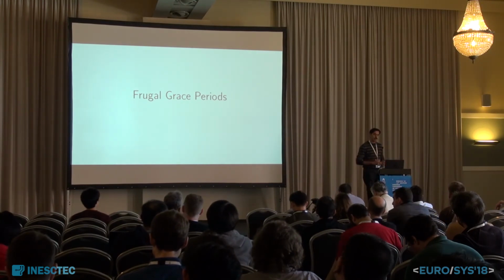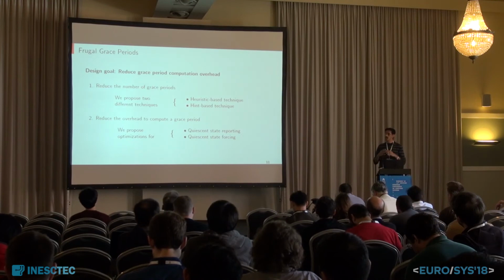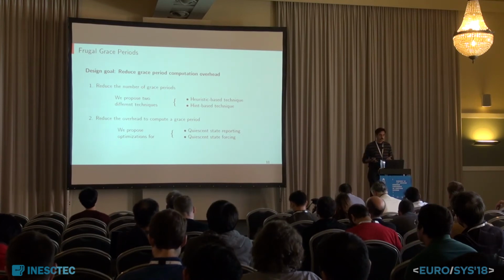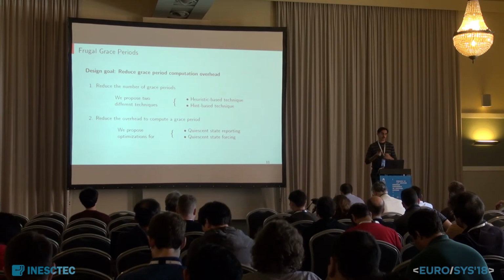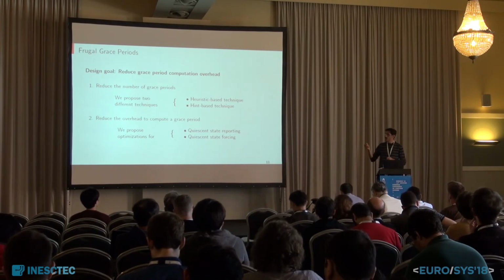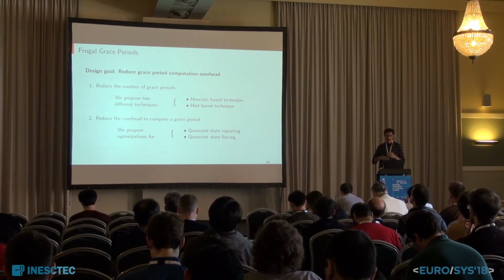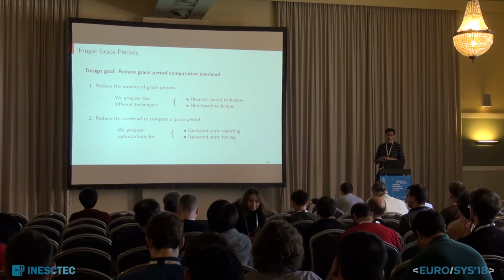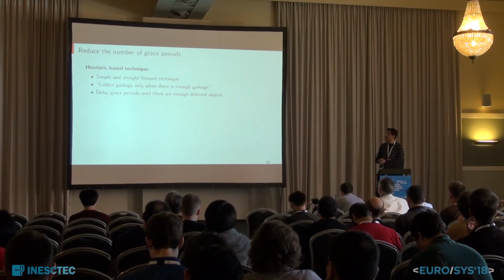Our main design goal is to reduce the overhead of grace period computation, and we do it with two different techniques. One is to reduce the number of grace periods, and the second one is to reduce the time taken, or the CPU cycles consumed, to compute each individual grace period. For the first one, we propose two techniques: one is heuristic-based and the other is hint-based. And for the second one, we propose two optimizations for quiescent state reporting and quiescent state forcing. So let's look into this one by one.